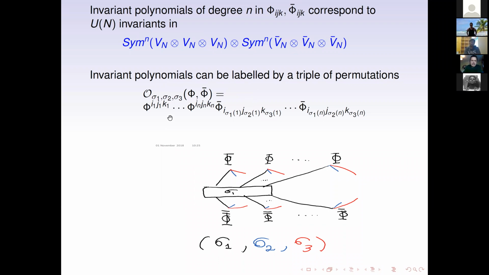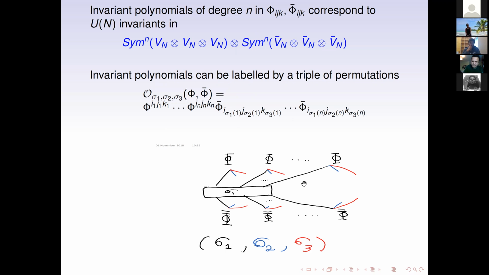Okay, so how do you build these invariants of tensors? You take these phi's, you can align them, and these are the i indices. The black lines correspond to the i indices, the blue lines to the j indices, the red lines to the k indices. And I want invariants of these three separate U(N)s, U(N) cross U(N) cross U(N). So I have to contract the black lines with the black lines, with an arbitrary permutation here, the blue with the blue, and the red with the red. So there are three permutations which can be used to build invariants if I have an n-fold tensor product of this, and an n-fold tensor product of that.